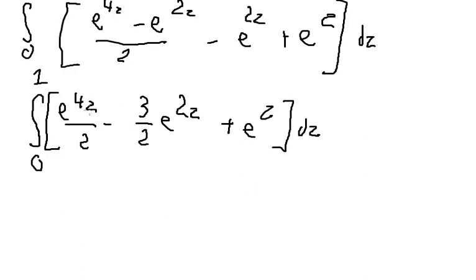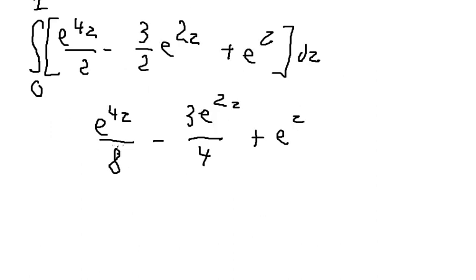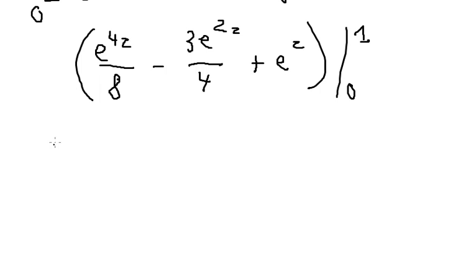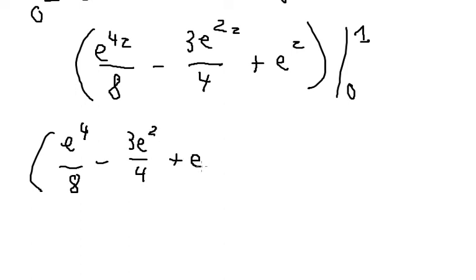So the integral of e to the power of 4z gives e to the power of 4z over 4, and we have 2, so that means we get e to the power of 4z over 8. Similar for this one, you get 3e to the power of 2z over 4, and this one you get e to the power of z, and we put the bounds in here. So we put 1 in here, 0 in here. So you will get e to the power of 4 over 8 minus 3e to the power of 2 over 4 plus e, minus 1 over 8 minus 3 over 4 plus 1.